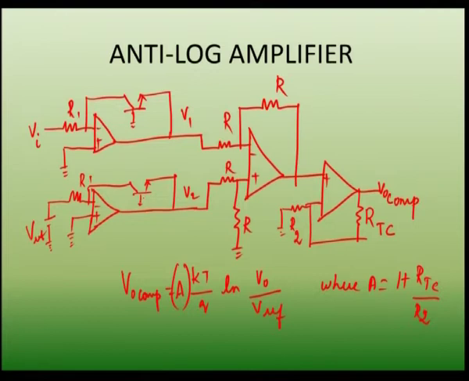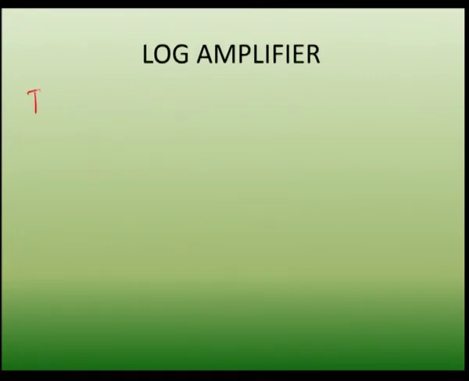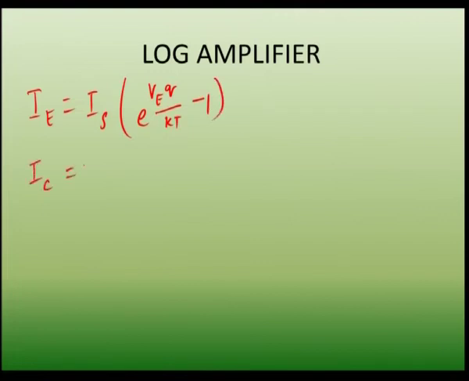And again, there is one more disadvantage in this circuit, because we are using a lot of, 4 number of operational amplifiers here. So, we can compensate the temperature effect with the 2 logarithmic amplifiers. The emitter current is given as IE is equal to the saturation current into e power VE Q by kT minus 1. So, the emitter current is equivalent to the collector current in this circuit. So, IE is equal to IC, e power VE Q by kT minus 1.